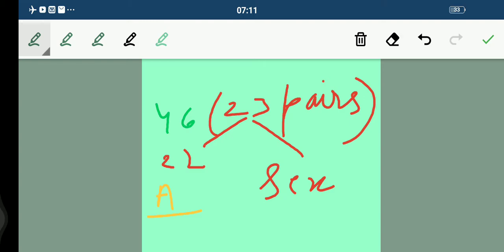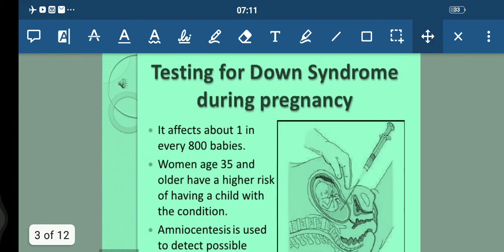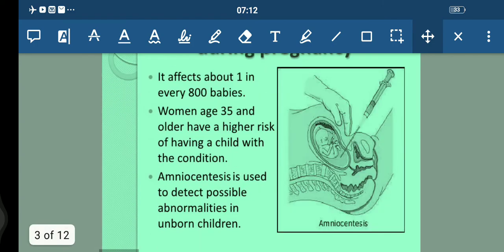I hope I am clear, students. Now we'll be studying the various consequences in the individual. Like we have Down syndrome, Turner syndrome, Klinefelter syndrome. They are common examples of chromosomal disorders. See here now, testing for Down syndrome during pregnancy. First of all, we should know, students, what exactly Down syndrome is.